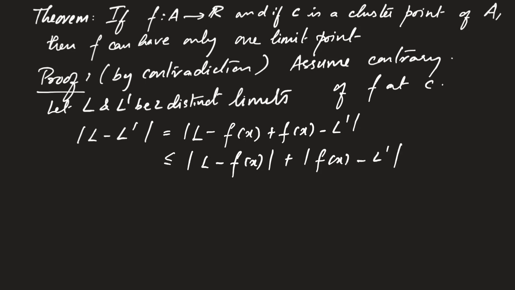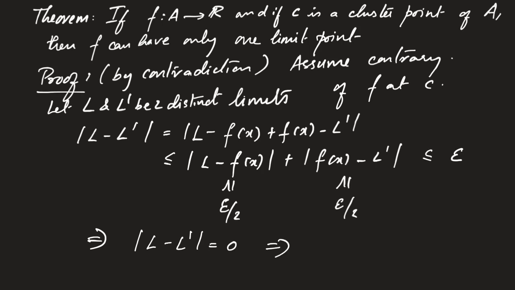And because L is the limit of f of x, by choosing x close enough to c, I can make this less than or equal to epsilon by 2 and I can make this less than or equal to epsilon by 2. So the sum is less than or equal to epsilon. As epsilon was arbitrary, this implies that mod of L minus L dash is equal to 0. That is, L is equal to L dash, which is a contradiction to the assumption that there exist two distinct limits. Hence, the theorem has to be true.